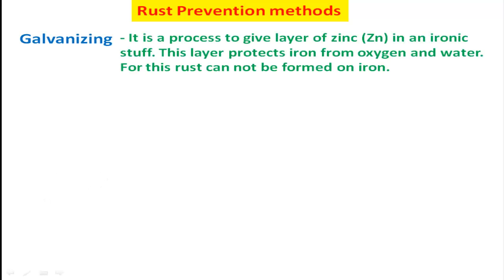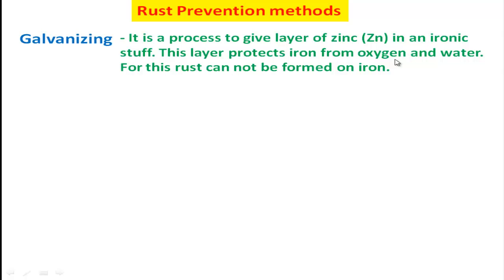Especially our agricultural equipments are made of iron, isn't it? So if these agricultural equipments are galvanized, then they will not be rusted. So we have to know what the galvanizing process is. Galvanizing, actually, is a process to give a layer of zinc on an iron stuff.